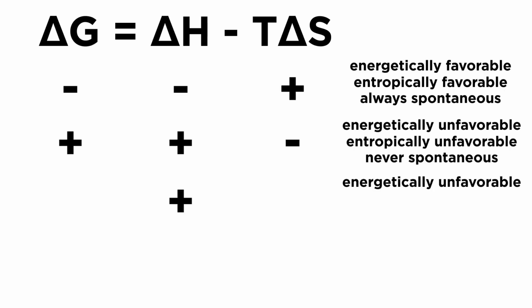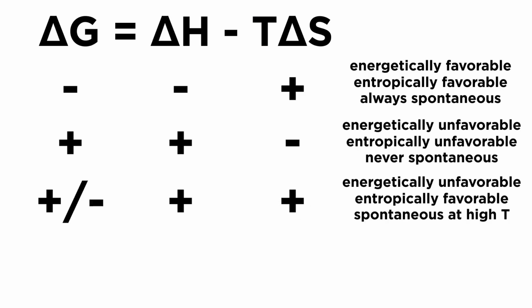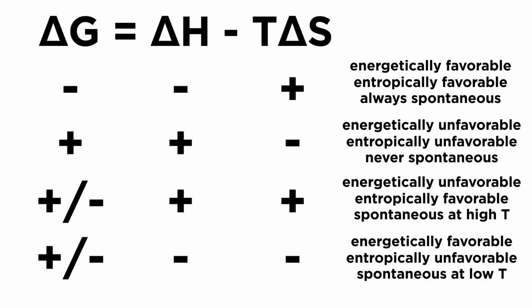If delta H is positive or endothermic, that energetic unfavorability could be outweighed by the other term if the process is entropically favorable. And since T is here, this factor will increase with a larger T, so entropically favorable processes are more likely to be spontaneous at higher temperatures. Conversely, if it is energetically favorable but entropically unfavorable, the entropic unfavorability will be minimized at lower temperatures. This is a very important equation to understand, because it describes all of the spontaneous processes in the universe.